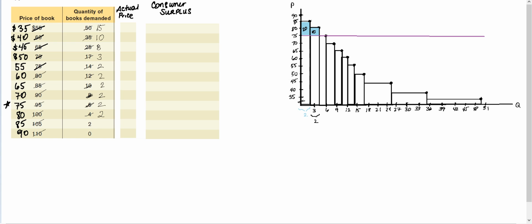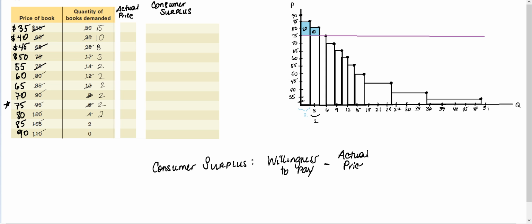Okay, so I've moved things around a bit just to give us some room to work, and I've created 2 new columns, one for the actual price sold and then the consumer surplus. Now remember, the consumer surplus is the willingness to pay, the highest price that consumer is willing to pay, minus the actual price paid.